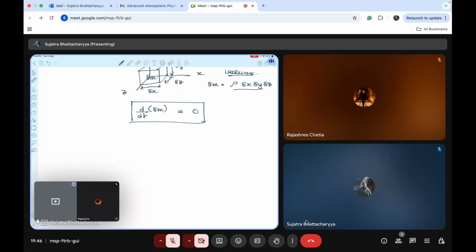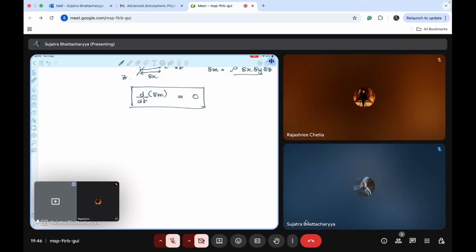So this is what we will try to see. And this is the mass conservation equation. So let us derive it further. So d/dt of rho delta x delta y delta z is equal to 0.